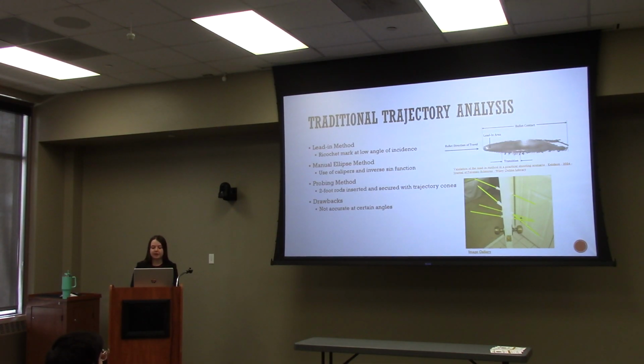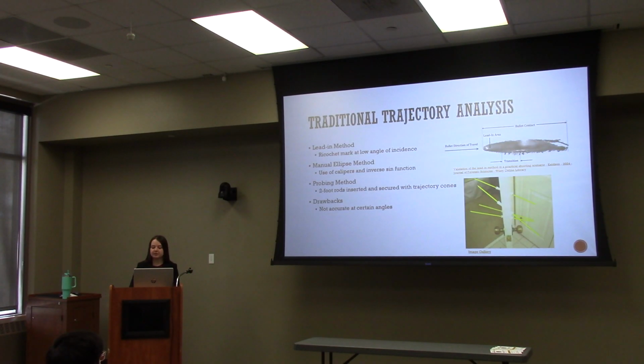The second is the manual ellipse method, which is much more math-based. The length and width of the bullet impact is measured by calipers, a tool with two movable jaws. These measurements are then used in the inverse sine function to find the direction that the bullet came from.